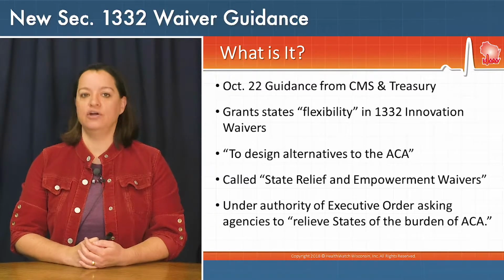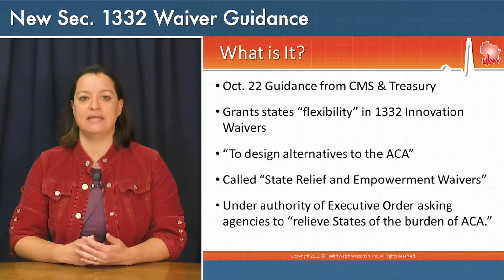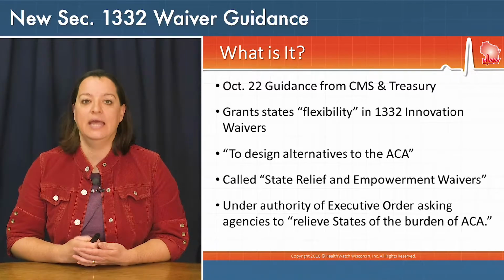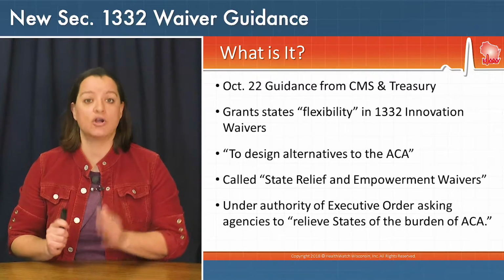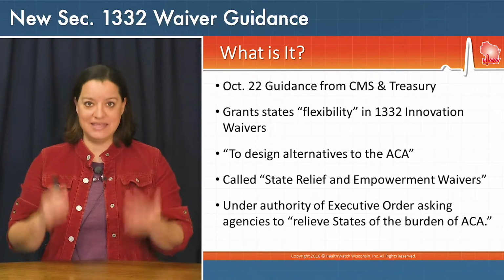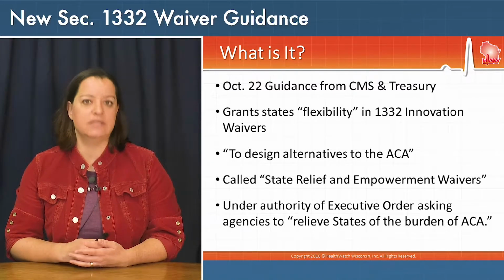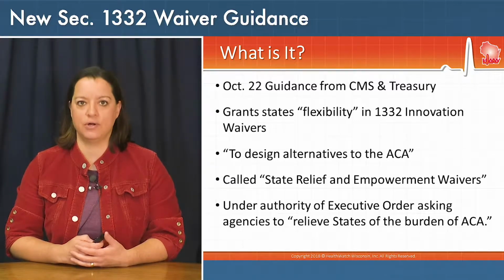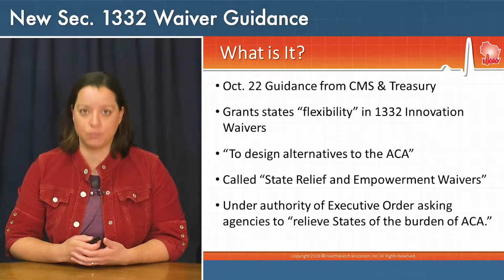This is actually under the authority of an executive order that President Trump signed on day one, where he said he's going to give agencies instructions to relieve states of the burden of Obamacare. And in so doing, they're supposed to find ways to give states some flexibility around the harsh requirements of Obamacare. This guidance coming out of CMS and Treasury is answering that call. It's saying we're going to give states a way to rewrite insurance rules to get around the burden of Obamacare, implementing coverage plans that don't follow Obamacare rules.